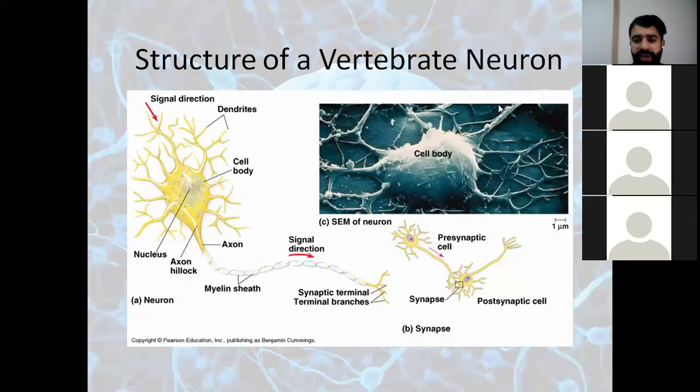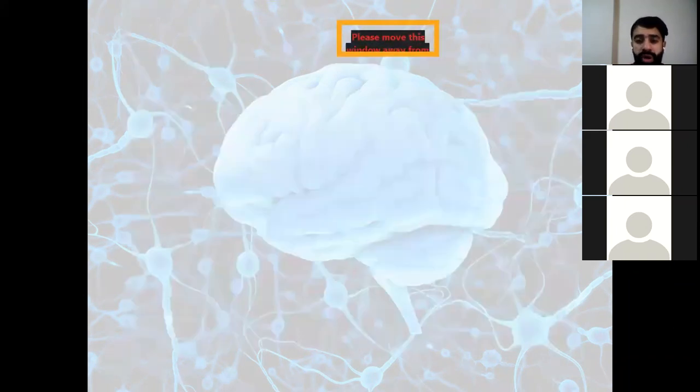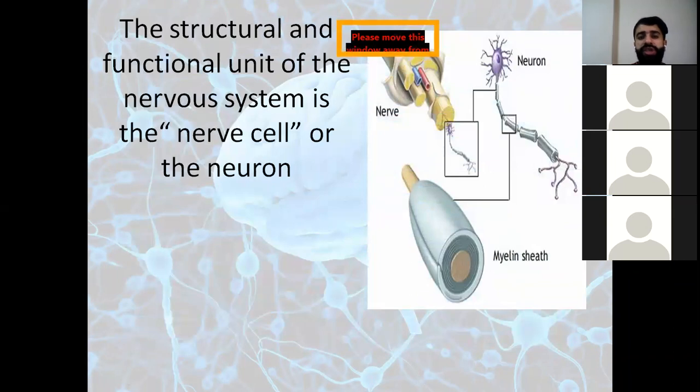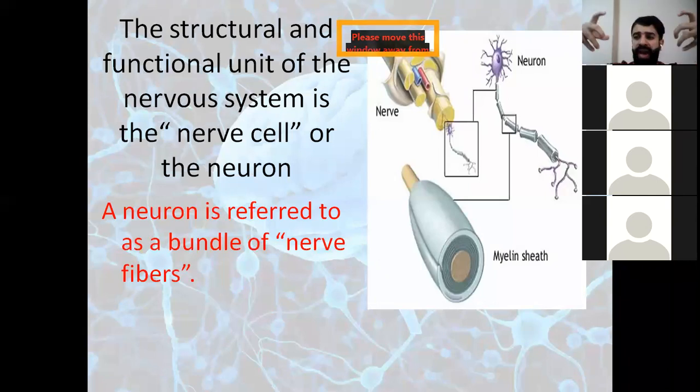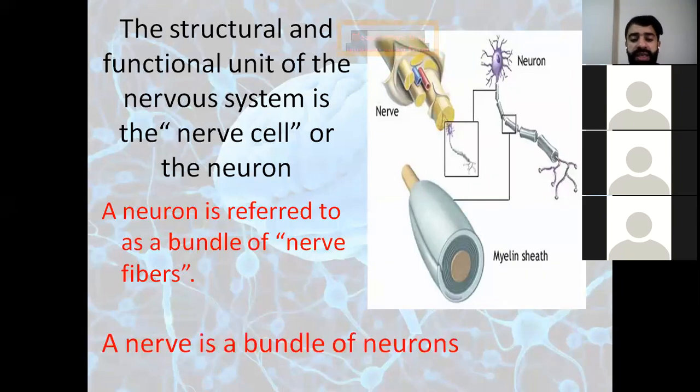So, structure of a vertebrate neuron: we already said that it contains dendrites, a cell body, and the axon, which may be myelinated or not. Here, the structural and functional unit of the nervous system is called the nerve cell, or a neuron. A bundle of nerve fibers, a group of nerve fibers, is referred to as a nerve. So a nerve is a bundle of neurons.